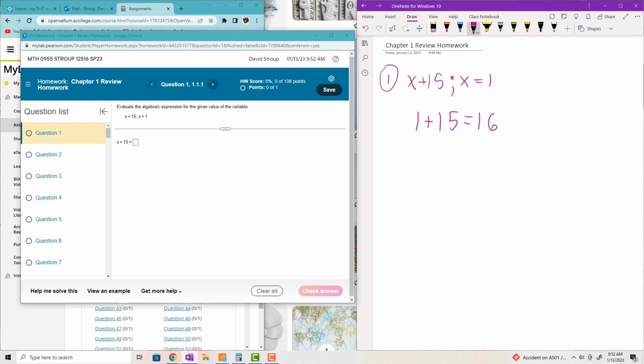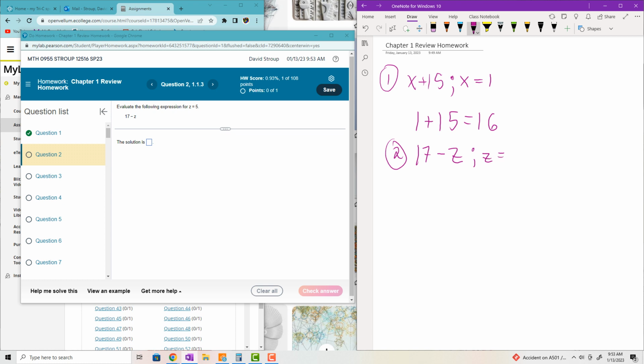Okay, then you come over here and type 16. There we go. Check the answer. Yay. And that's pretty much what you're doing in this problem as well. So 2, I'll just do this one as well. It looks like it's written a little differently, but it's the same problem. 17 minus z, and they want you to evaluate it. So basically substitute in z equals 5. So we have 17 minus, replace z with 5, and so that's 17 minus 5 is 12.